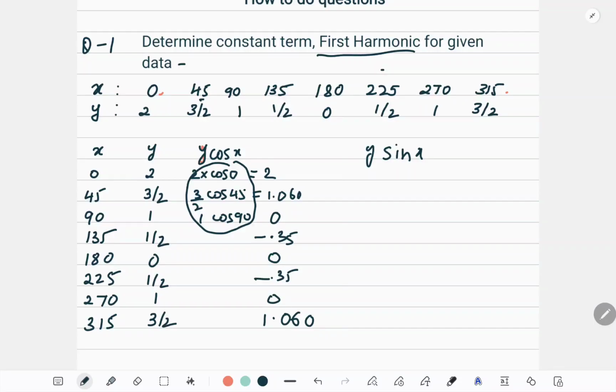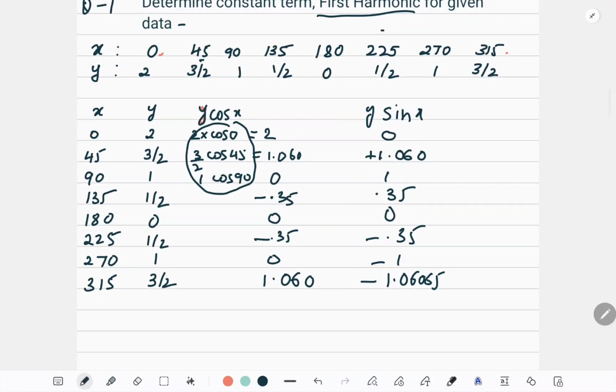Now let us do y sin x. So y sin x, if you calculate, pause the video and do it yourself. Minus, plus 1.060, then 1, then 0.35, 0, minus 0.35, minus 1, and minus 1.06065. Correct? So the first step is to make the column. Since they have asked me the constant term and first harmonic, y cos x and y sin x are sufficient. Okay.